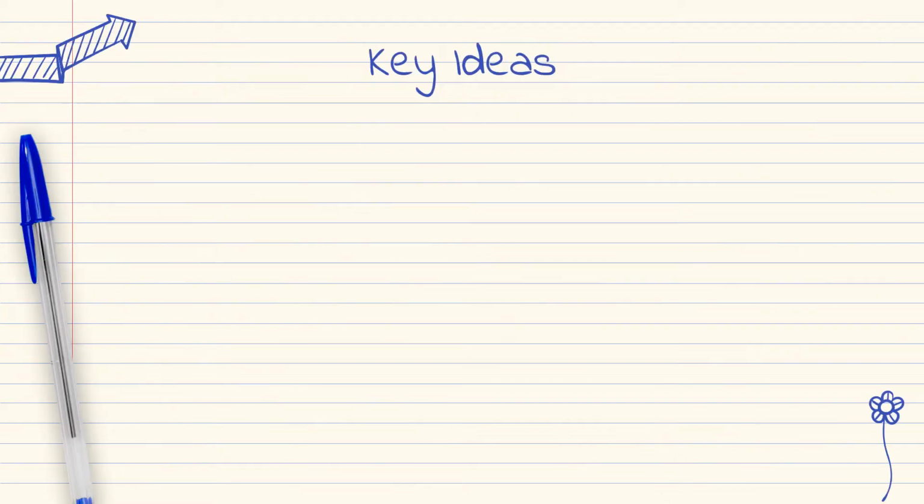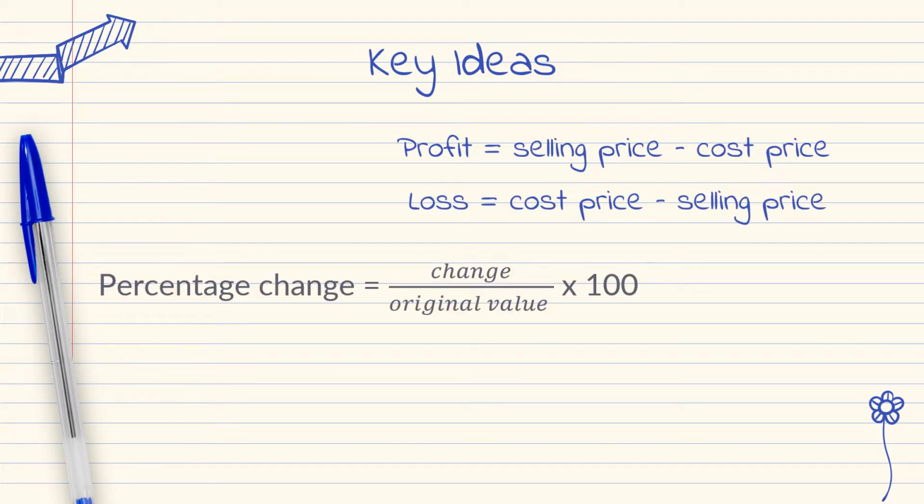Okay. So our key ideas. So we've got profit, we've got loss. Now, this is one thing I need you to pause me and write down. So the percentage change is your answer, okay? You are going to put the change as your numerator, your original value as your denominator, times 100.